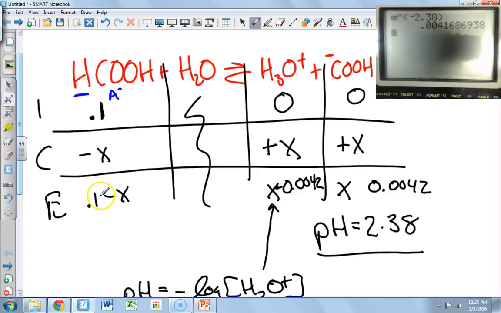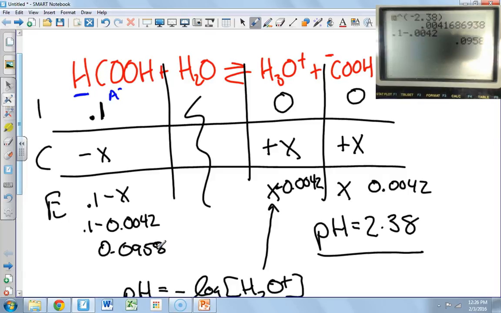And then over here is 0.1 minus 0.0042. And so again, I'm going to put that in my calculator, minus 0.0042. And you'll see that that number doesn't change much, but this ends up being 0.0958. Okay. We done now? No, because guess what we have to do?